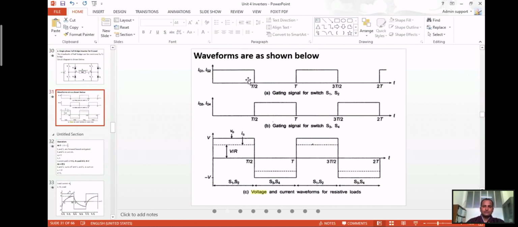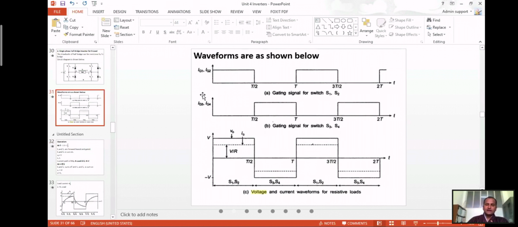At T by 2, S1 and S2 will be turned off, and S3 and S4 are triggered, but the voltage will be negative V. S3 and S4 are triggered by the gate currents IG3 and IG4, while S1 and S2 will be switched off, meaning commutated. Here the voltage will be negative V and the current will be minus I0 during the other half.